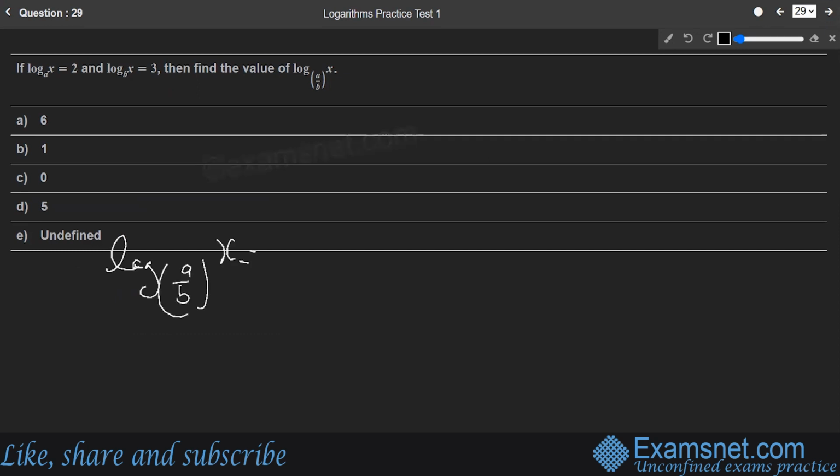Now, how can we use this? We have a simple property which says log base m of n can be written as log of n over log of m.